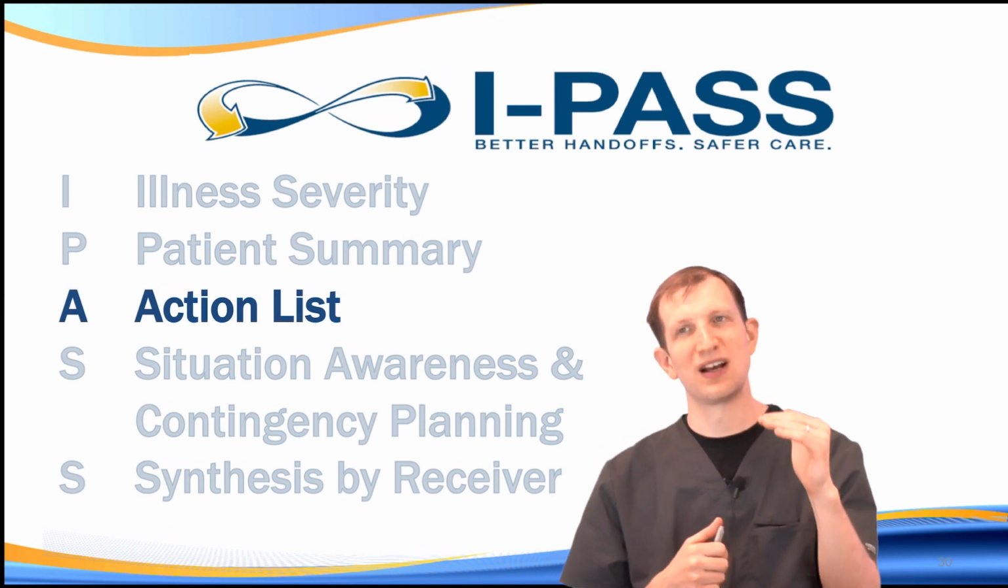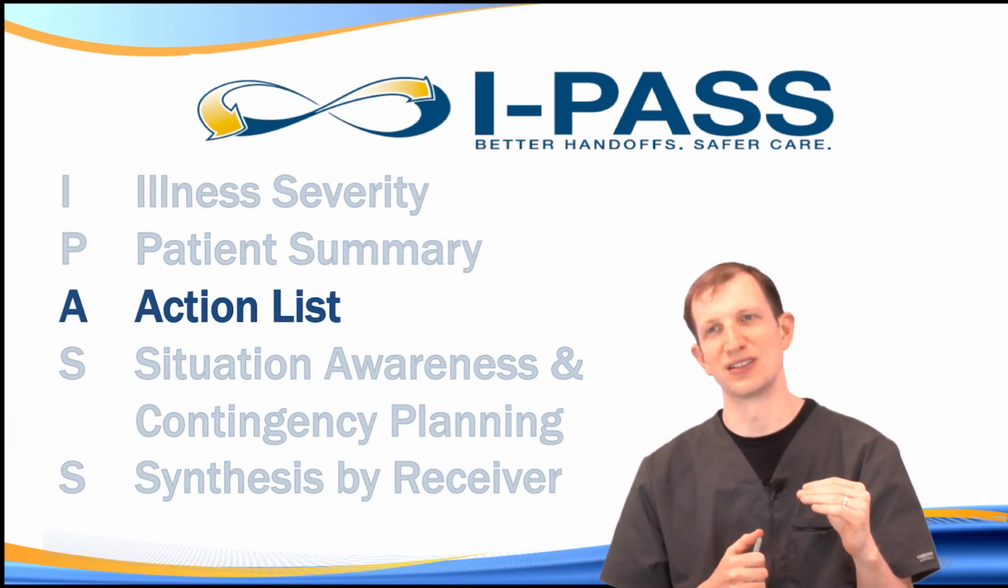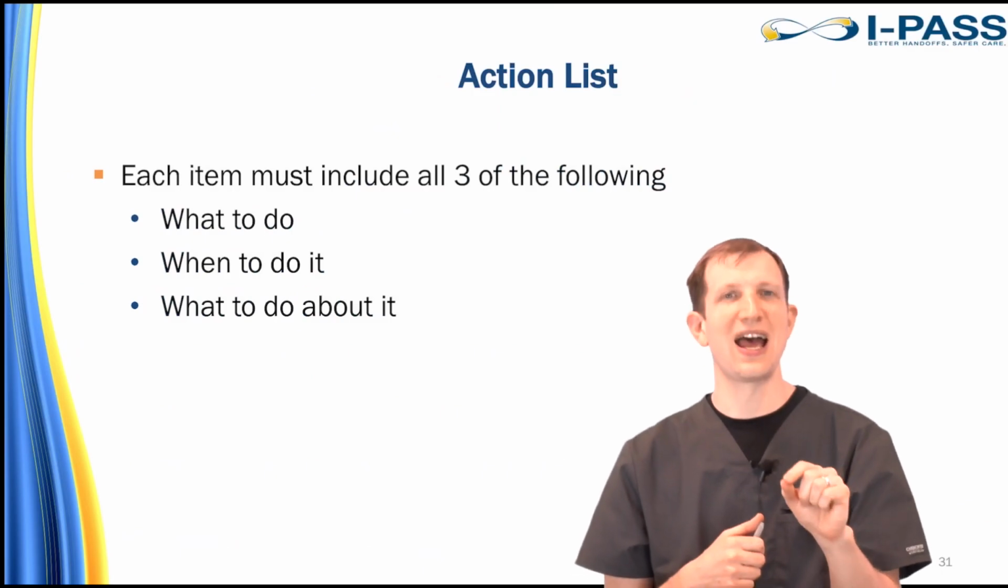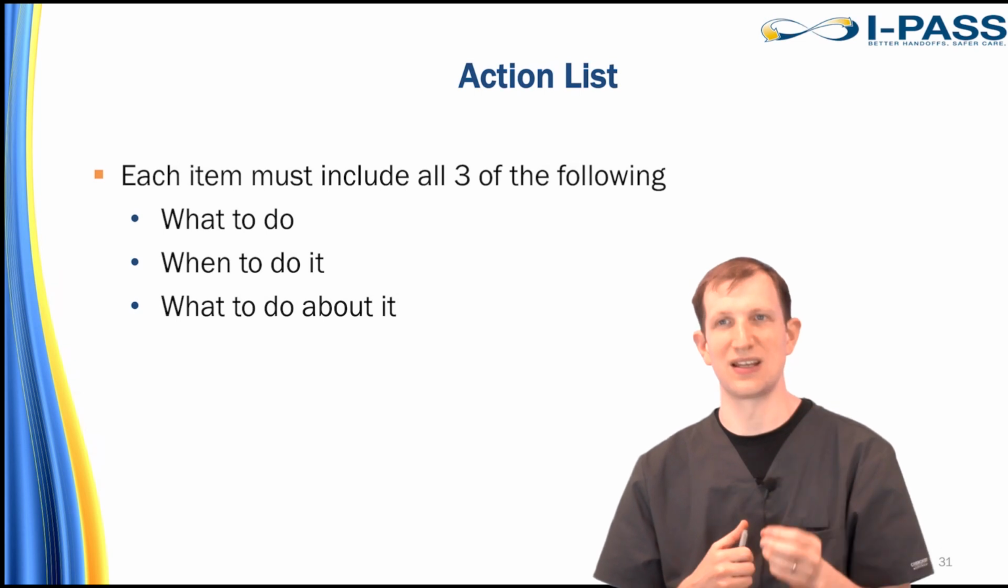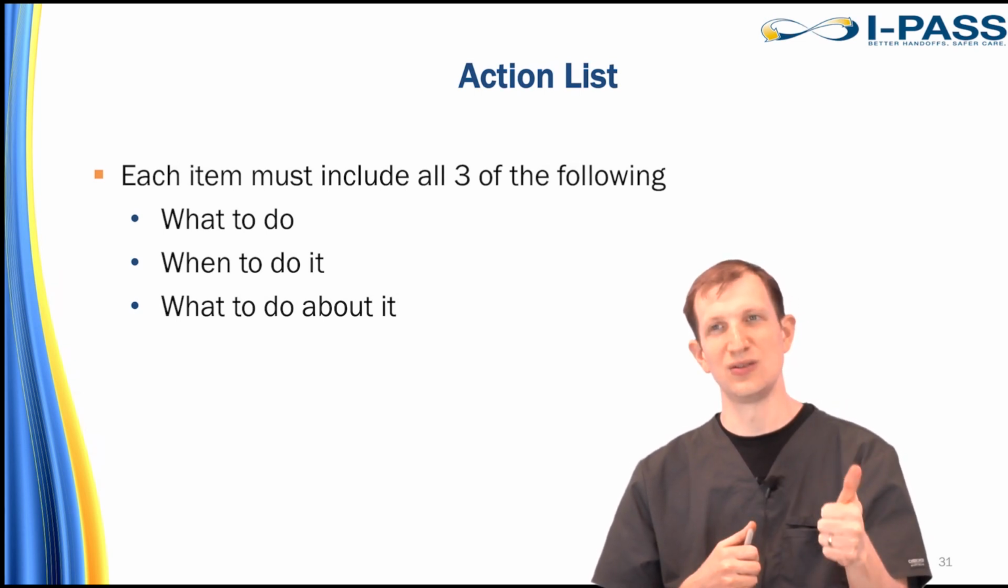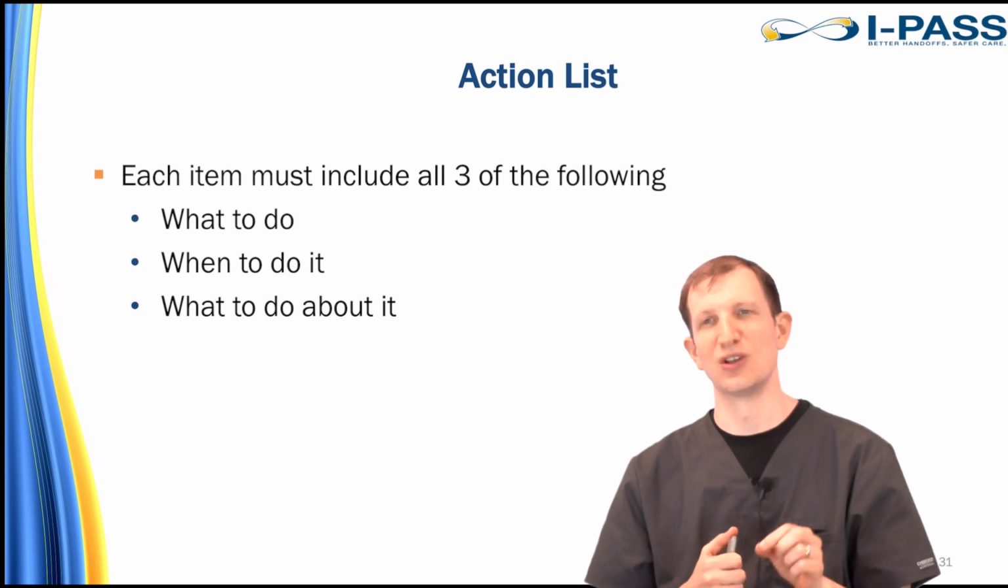All right, so once you've got the illness severity and the patient summary, the next is the action list. For every item listed on the action list, it's really important that you have 3 things: what to do, when to do it, and what to do about it. And this is a really important point.